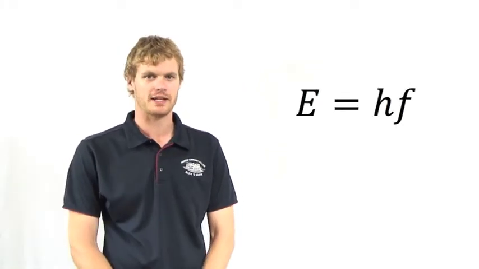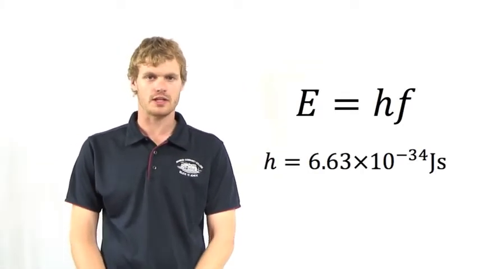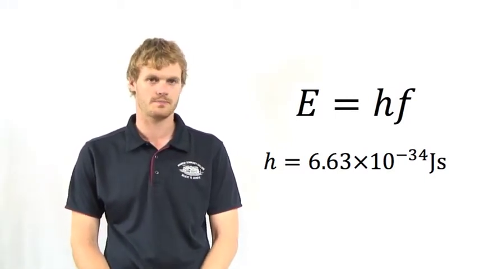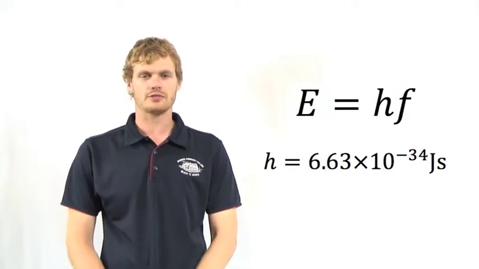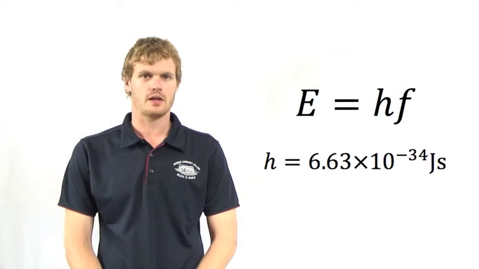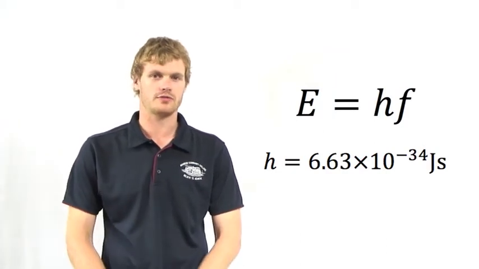So each of these parcels of light that we just saw on the screen have a certain energy. This energy can be defined by the equation E is equal to hf, where h is Planck's constant. Planck's constant is 6.63 times 10 to the negative 34 joule seconds. So E is equal to hf. That's a formula you need to know how to use and how to rearrange to find out information. So, E is equal to hf is the energy of our photons.